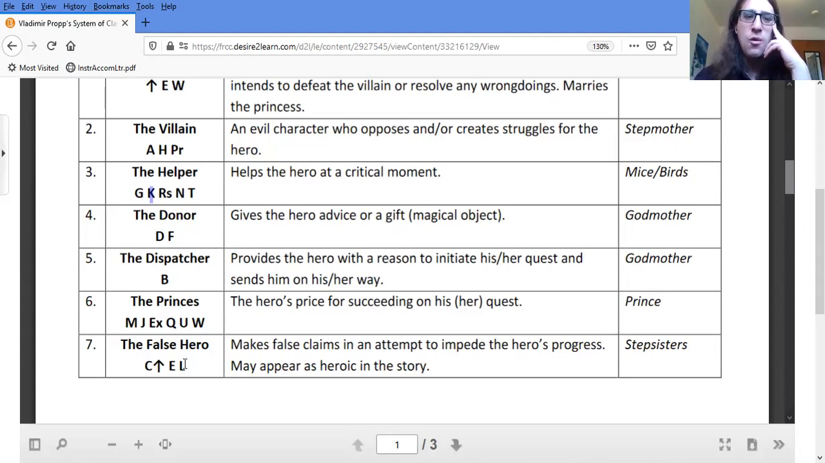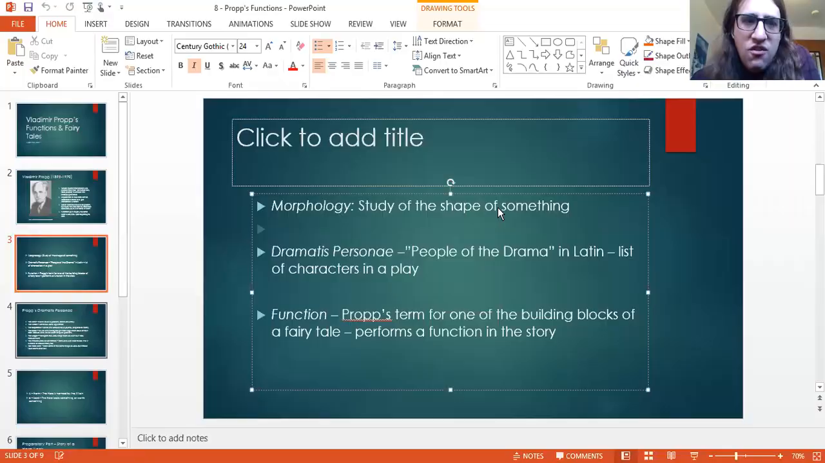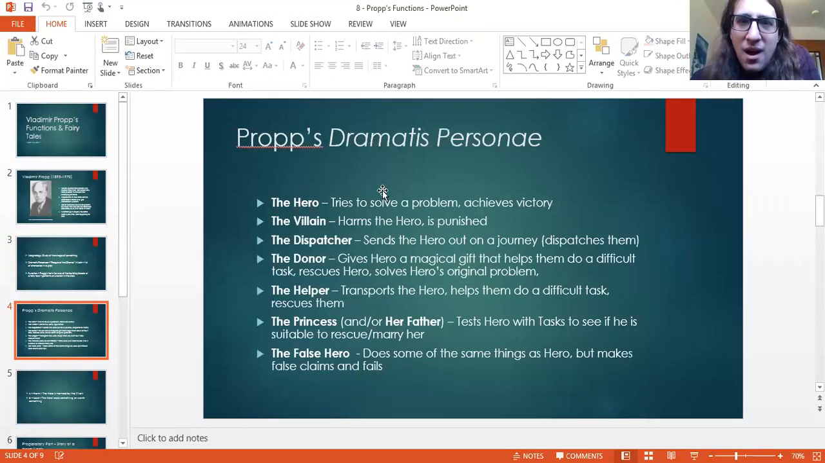And one of the big tropes or functions for the false hero is making big claims to be the hero. And another is being revealed as a false hero and kind of exposed. So those are kind of our core categories here. Let's look at the functions themselves. So let's go back here. So yep, here's the recap of the different cast of characters here.